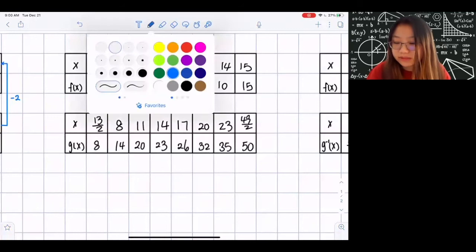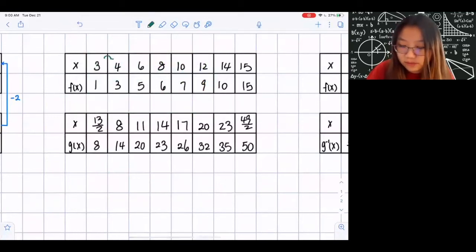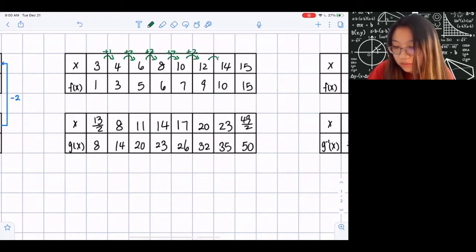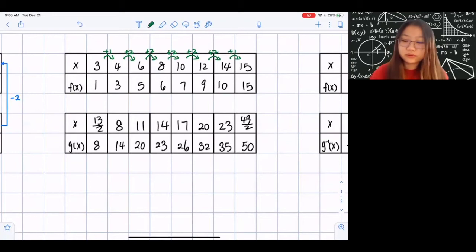So I'm going to make differences. What do I have? Plus 1, plus 2, plus 2, plus 2, plus 2. I made a lot of plus 2s. Okay, plus 1, right? And then on the bottom, what do I have?